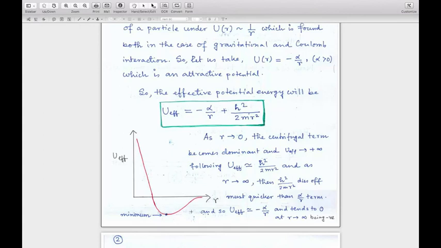Now as r tends to positive infinity, what is the behavior of U effective? Of course, you can see that the 1 by r square term now dies off much more quickly than the alpha by r term. Then U effective tries to reach 0, but being always negative, and that's the behavior which is shown over here. The net behavior can be drawn as it is drawn over here in red color.